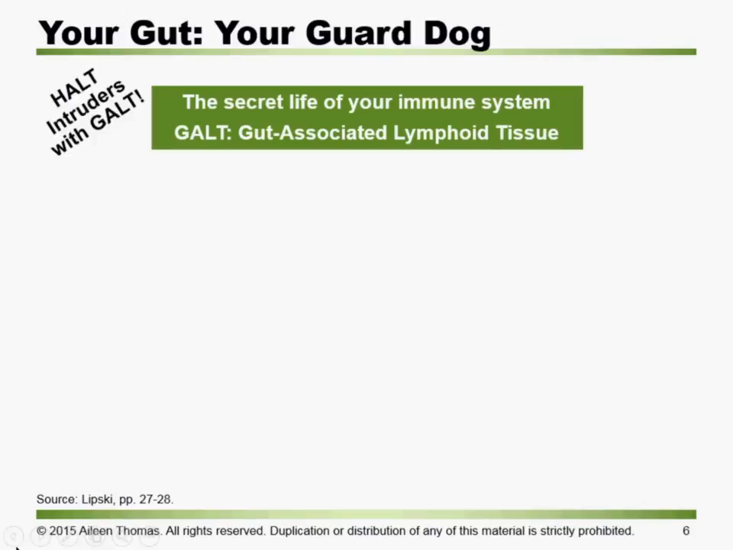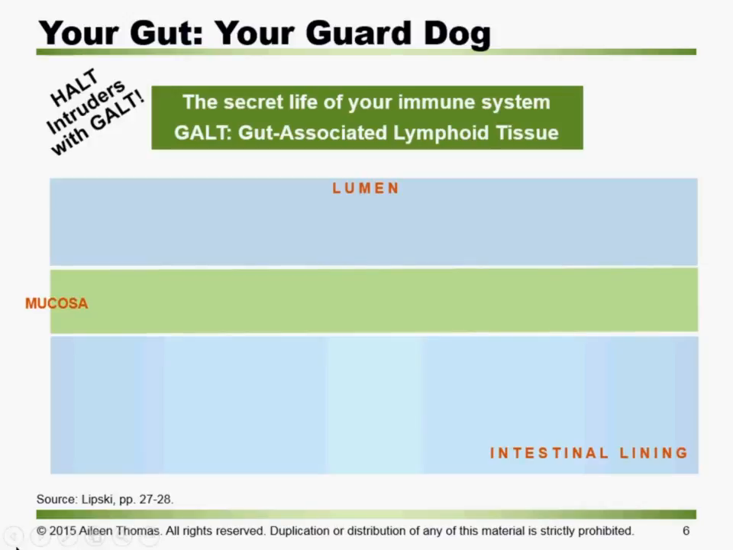So your body's going to halt intruders with GALT. Let's see how this works. Again, we're inside the gut, outside the body. The lumen, mucosa, and intestinal lining are all layers in the intestinal wall underneath the villi. Remember the things that look like little fingers.